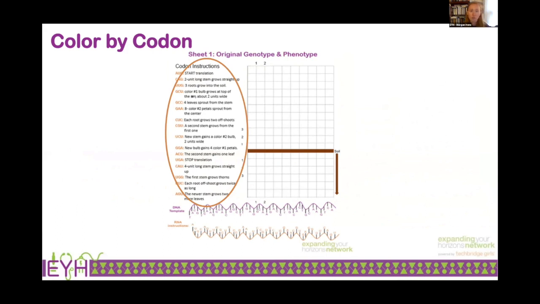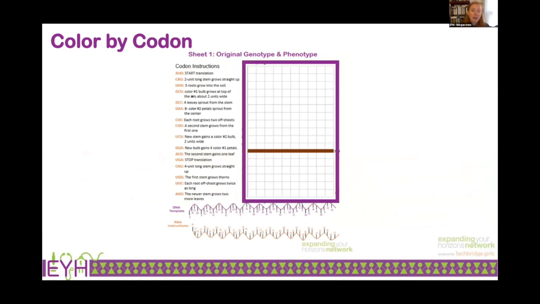And these instructions will help you read and interpret what each of the codons in the RNA instructions means. Then we have the right side of the page, and you will see that there's a grid here. This is where you will actually be drawing the flower. So now that we have explored the page a bit, let's actually start drawing the flower's phenotype.